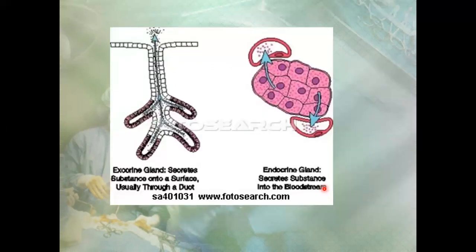Wait, can you repeat that? It has no ducts, but it has a what? So our goblet cell is the one exception to our rule. The rule is if it's an exocrine gland, it has a duct. If it's an endocrine gland, it does not. The goblet cell is the one exception. It is an exocrine gland that does not have a duct. And why isn't it endocrine? Well, because it's not depositing the mucus into the blood.